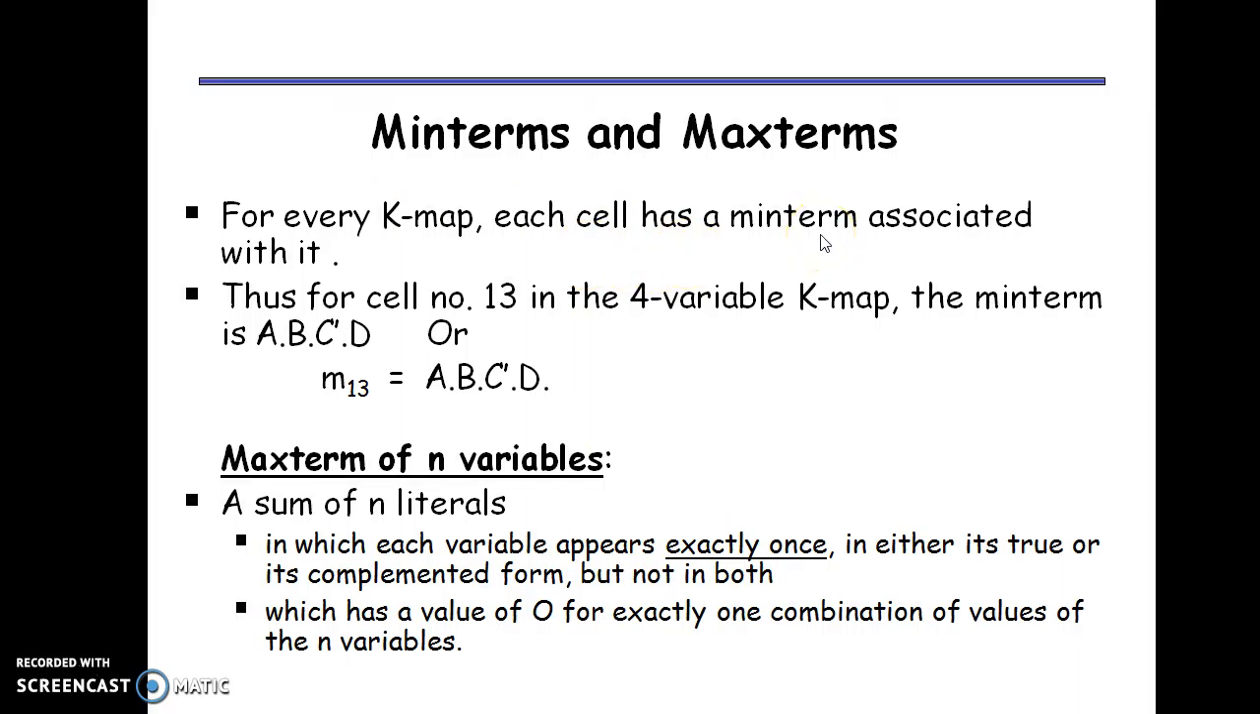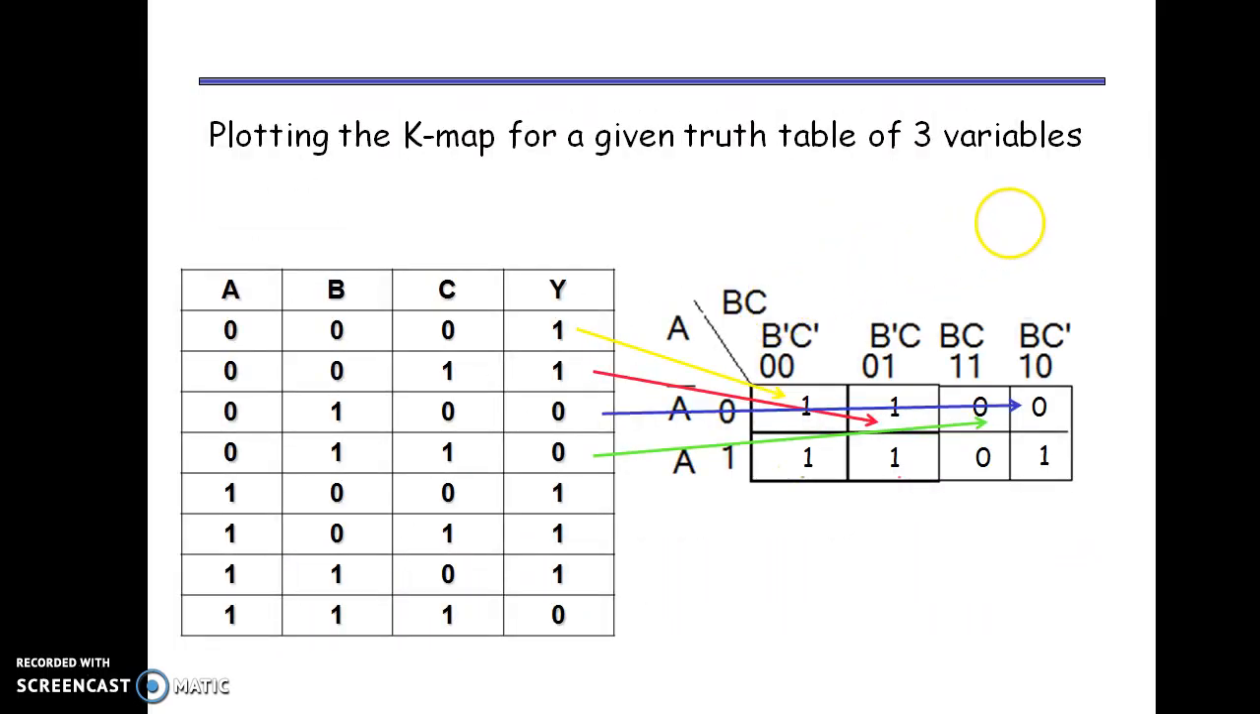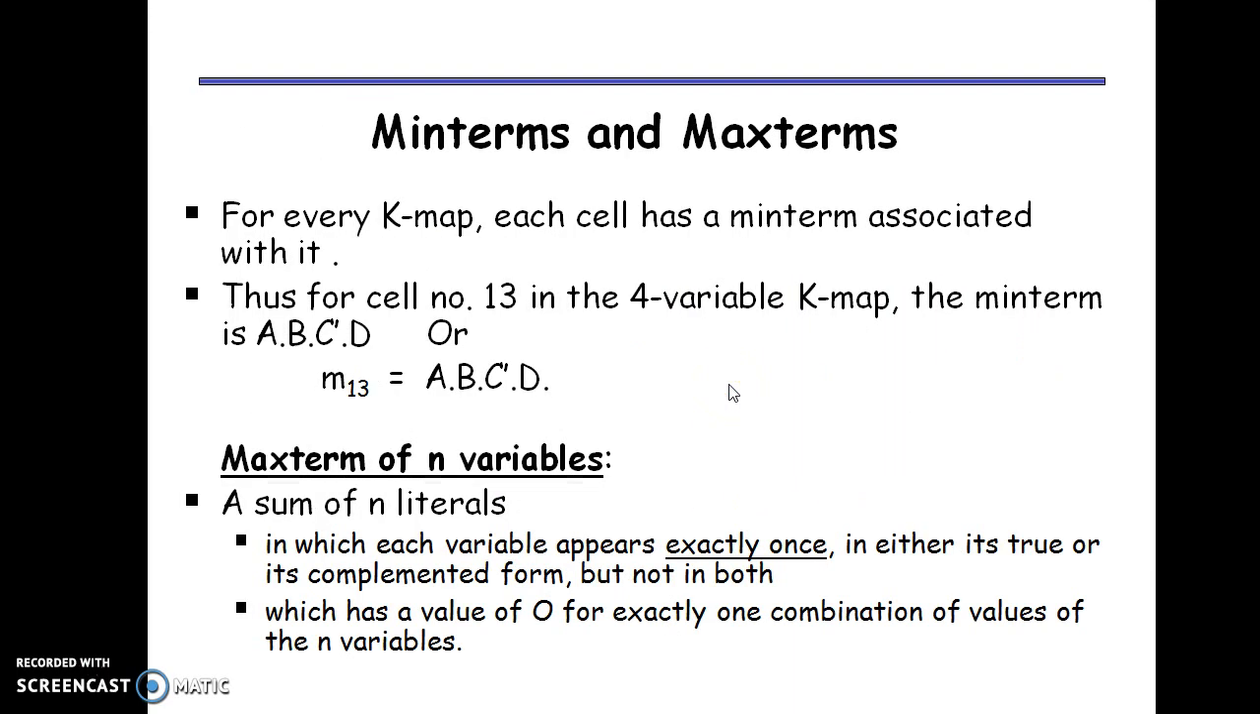In every K-map, each cell has a minterm, like we have seen here. This is the minterm for A bar, B bar, C. This is the minterm for A bar, B, C. This is the minterm for A bar, B, C bar, and A, B bar, C. Each cell has a minterm associated with it.